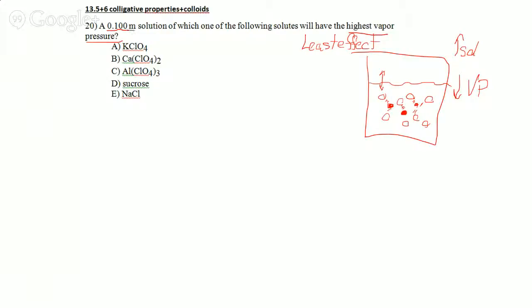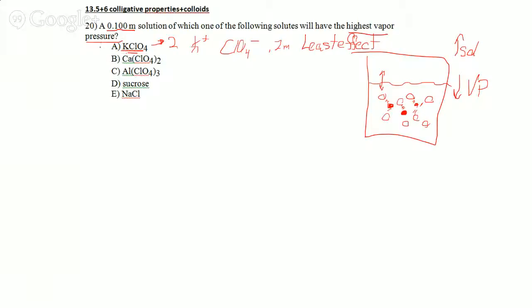So it's saying they're all 0.1 mole solutions. What's going to be different between them? Well, most of these are ionic compounds, so when they dissolve, they break apart into more than one particle. For example, KClO4 is going to break up into K plus and ClO4 minus. So even though it's 0.1 mole for that compound, effectively it's twice as much because it breaks apart into 2 particles. You would really have a 0.2 mole concentration of particles.